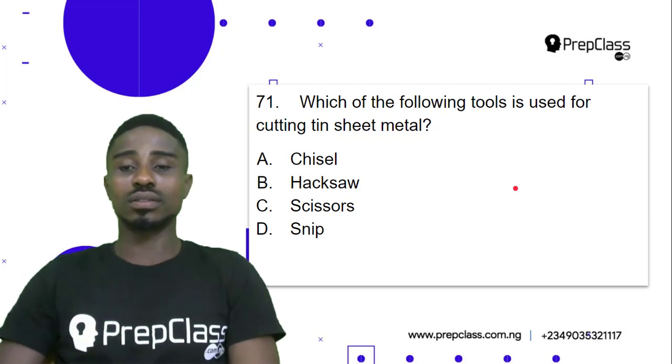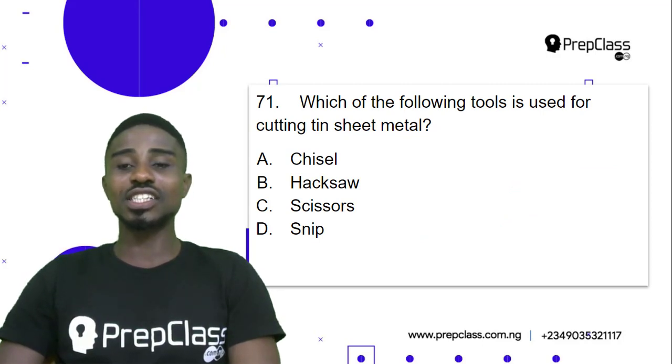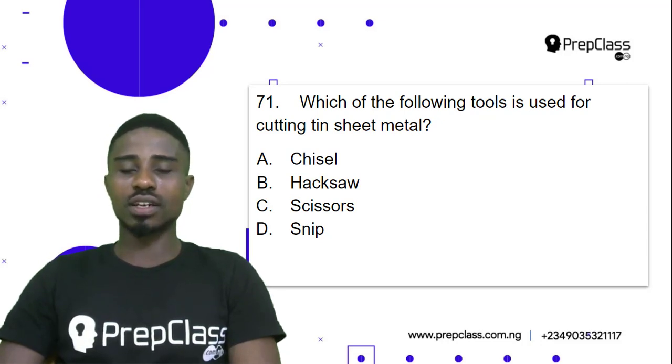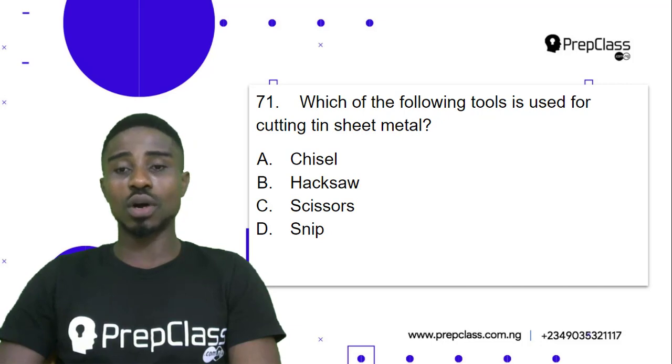Question 71. Which of the following tools is used for cutting thin sheet metal? A. Chisel, B. Hacksaw, C. Scissors, D. Snipe. For us to carefully select the correct answer, we need to analyze all of the options and see which one best answers our question.